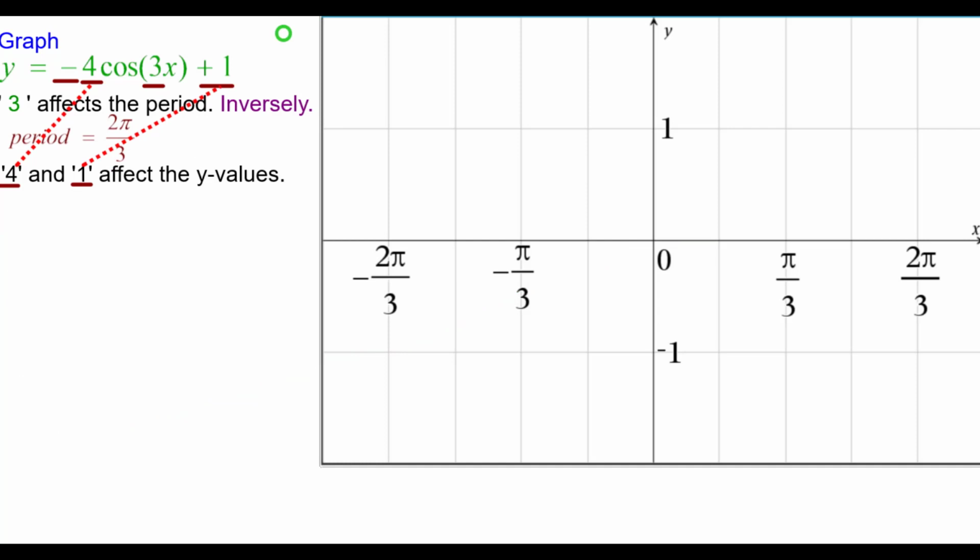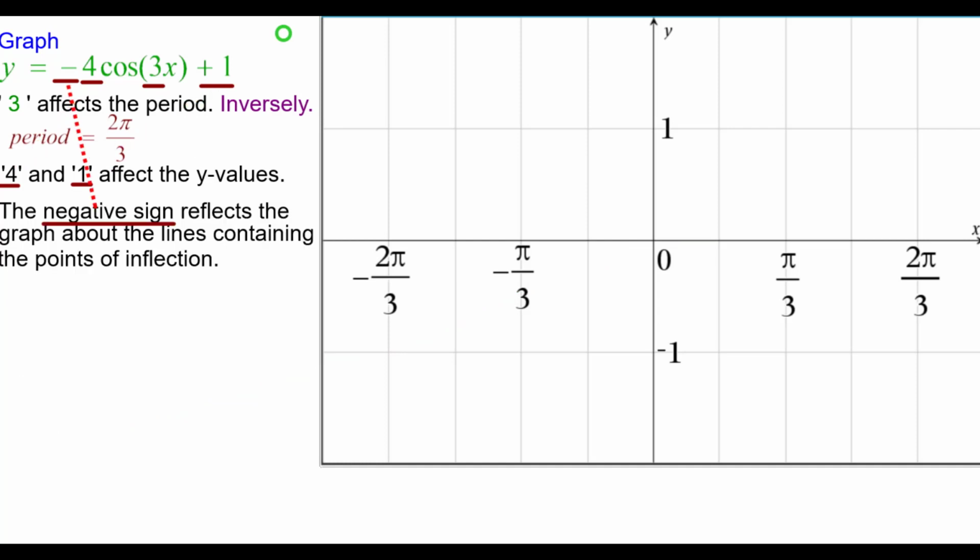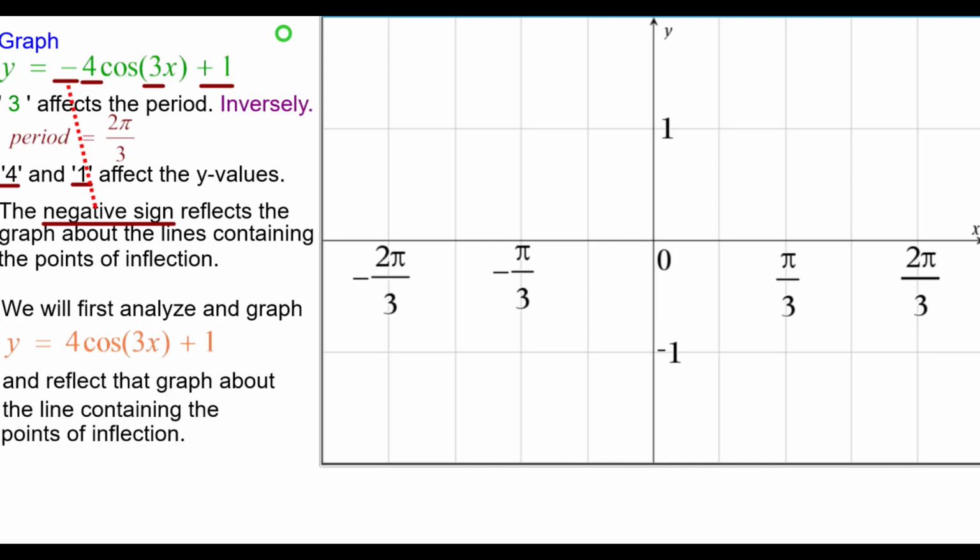The 4 and the 1 affect the y values. The negative sign reflects the graph about the lines containing the points of inflection. And so what we're going to do is first analyze and graph y equals +4 times the cosine of 3x plus 1, and reflect that graph about the line containing the points of inflection. That's the plan.